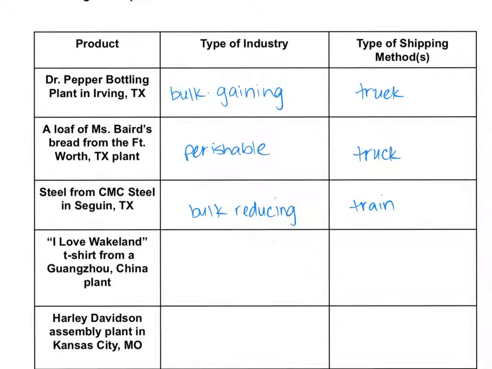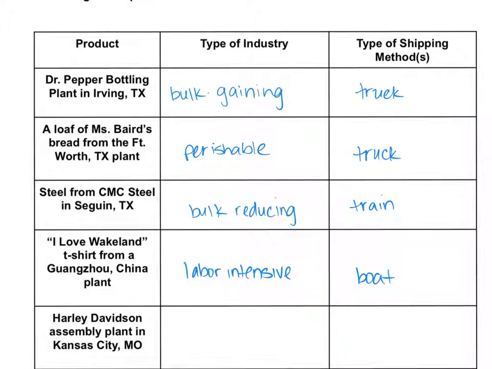Okay, what about an I Love Wakeland t-shirt? Labor intensive. Labor intensive, yes. And it comes by boat. We have to ship it from the port to the place.